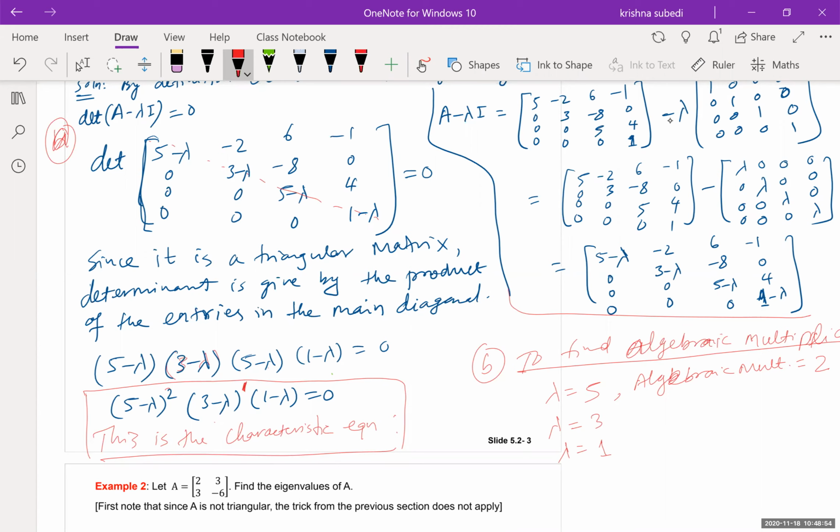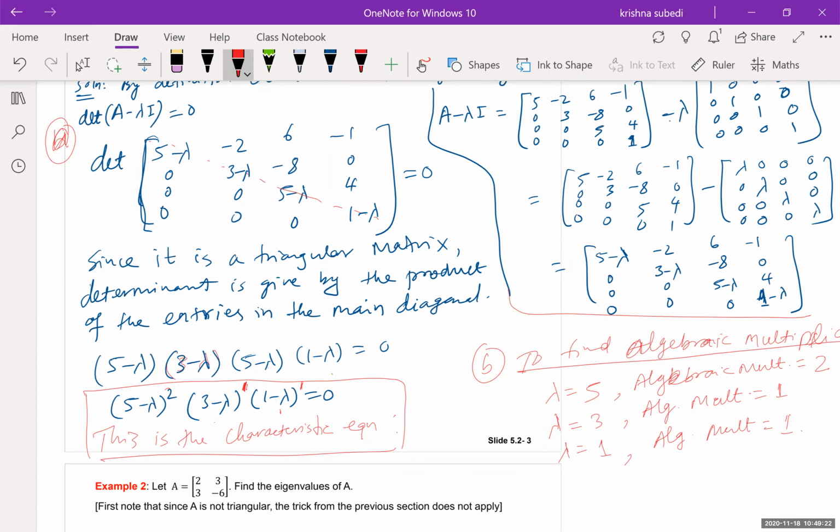Now, for lambda equals 3, this is the factor 3 minus lambda. The power is 1, so that means there is only one factor. So the algebraic multiplicity equals 1. And for lambda equals 1, which comes from that factor, it also has power 1, there is only one factor in the characteristic equation. So the algebraic multiplicity equals 1.